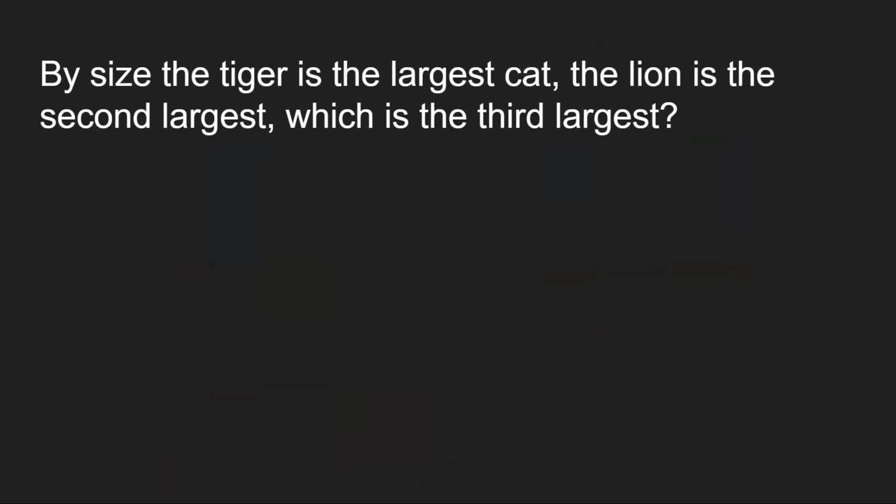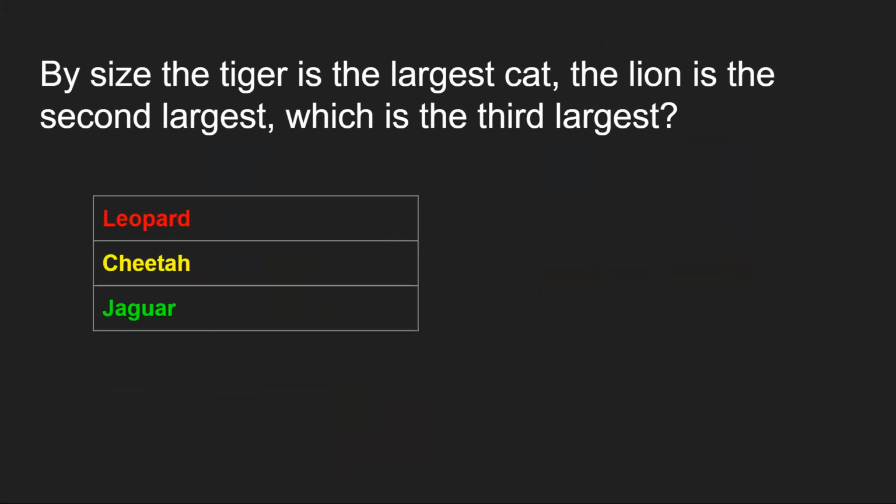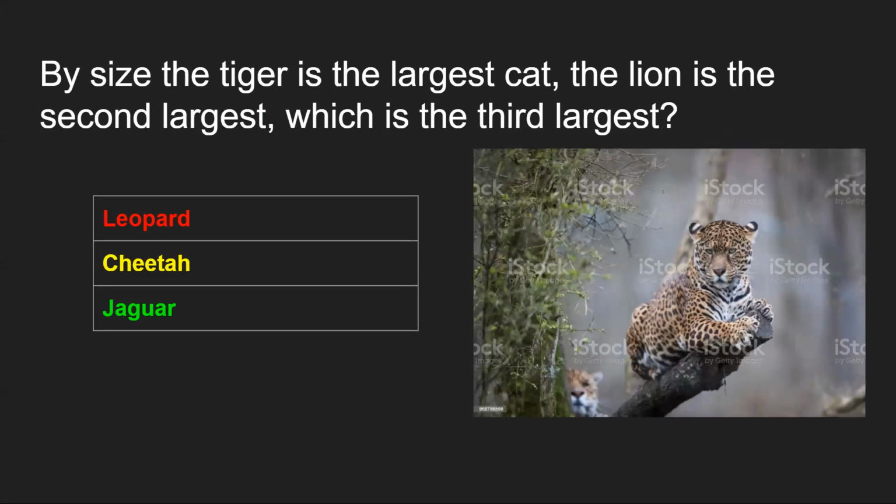First one is, by size, the tiger is the largest cat and the lion is the second largest, which is the third largest? Students, the tiger and the lion all belong to the cat family. So we have to find out which is the third largest animal of the cat family. The options are here: leopard, cheetah, jaguar. All of you know the first is the largest, the tiger, and the second is the lion, and the third one is the jaguar. You can look at the image also.